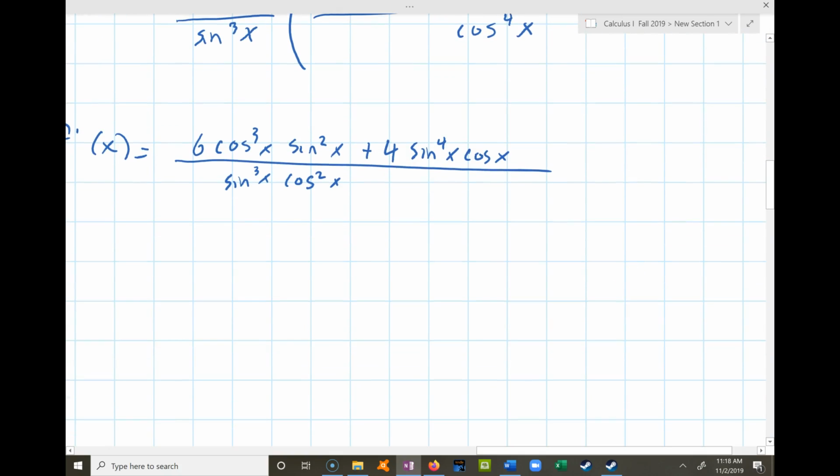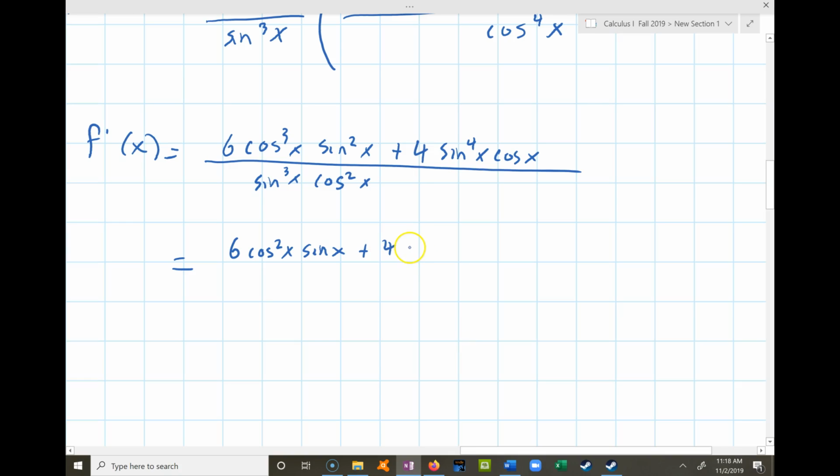And then I realize that there's a factor of sine and cosine in the top and bottom, maybe even more than one. So I can factor out 1 cosine from the top, and 2 sines from the top. So that would leave me with 6 cosine squared plus 4 sine squared. That's all that's left on top. And since I factored out 2 sines from the top, that leaves only 1 sine in the bottom. And since I factored out 1 cosine from the top, that leaves only 1 cosine on the bottom. And that would be my simplified derivative.